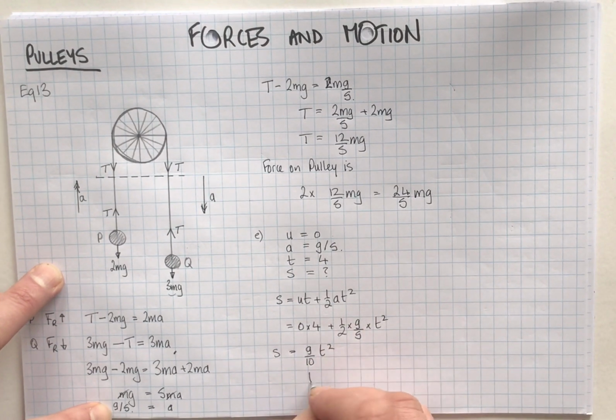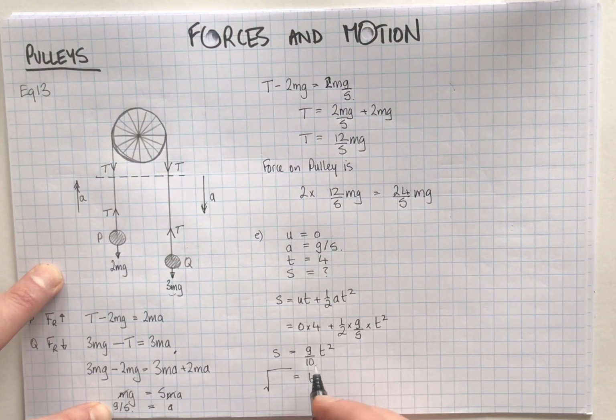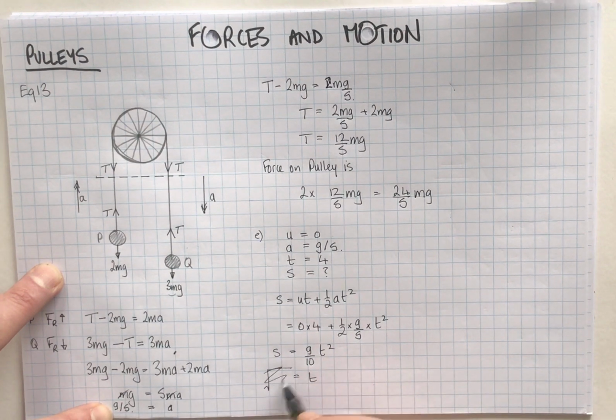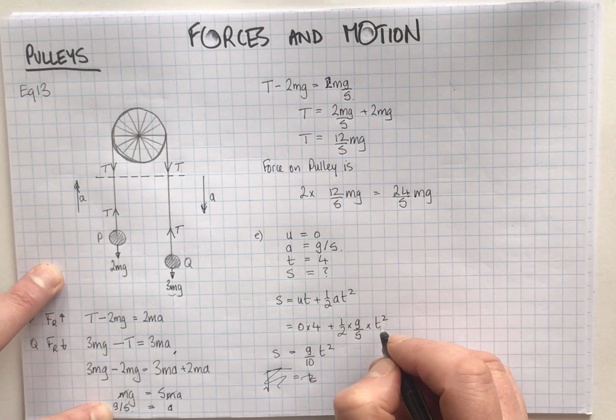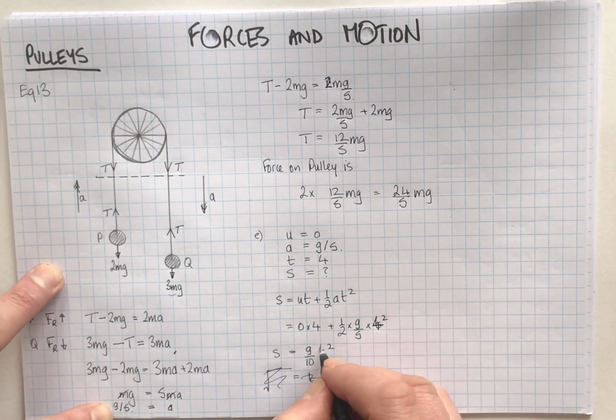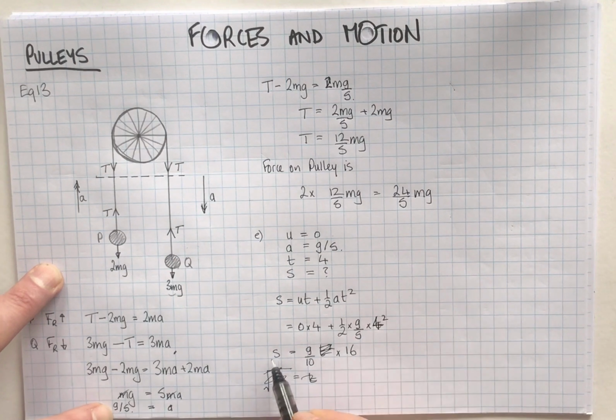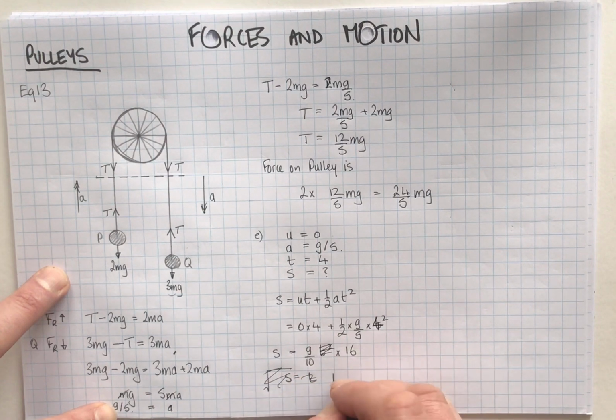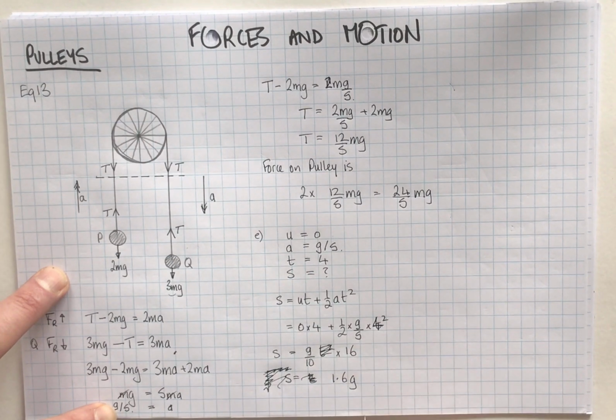t squared. What am I doing here? t is 4, so I should have a 4 there. Come on, sort yourself out. So the distance is 16g over 10, 1.6g, so s is 1.6g. Whoops. I hope your working's neater than mine. 1.6g. So 1.6 times 9.8 is approximately 15.7 meters.